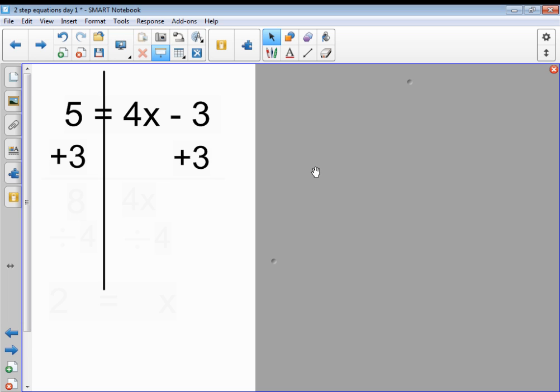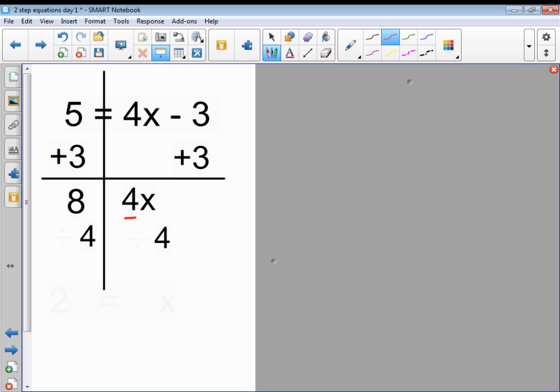Now again, negative 3 plus 3 cancels and gives us 0. So we're left with 8 is equal to 4x. Back to the one-step problems. If 4 is multiplied by x, we need to do the opposite. So I'm going to divide both sides by 4. And I'm going to be left with an answer of 2 is equal to x.